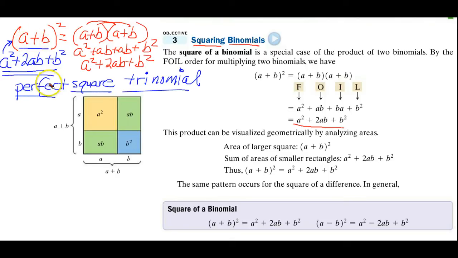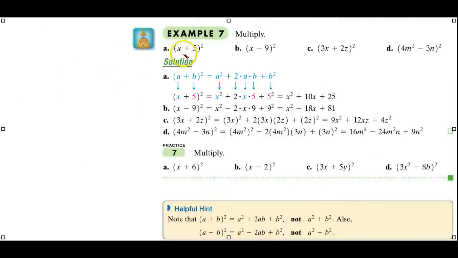Okay? Now, the only difference, if you have something like this, a minus b, the quantity squared, is that your middle term down here, instead of being positive, is negative. And they're giving this in the rule box. So, let's use our new recipe and follow along with this.